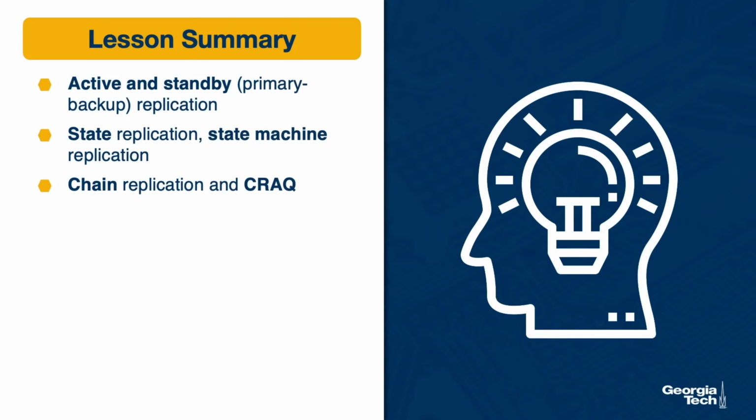We discussed two main replication models, active and standby or primary backup. We used several techniques used to implement these models. We talked about state replication versus state machine replication, and we also described chain replication and an improvement upon the classical chain replication solution called CRAQ.